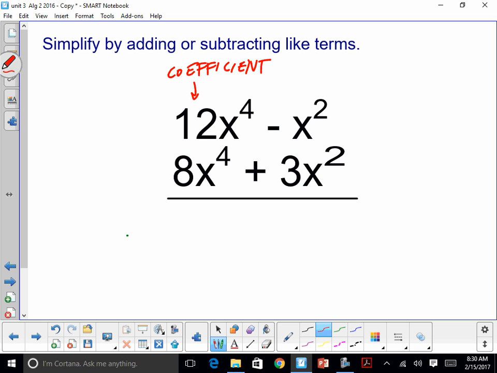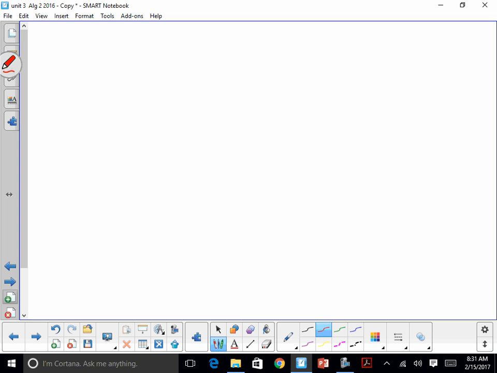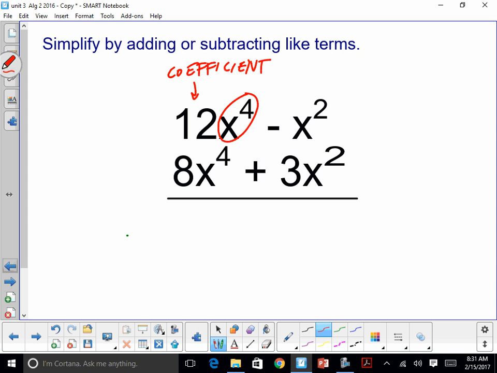I have 12 of these x^4 things. And I just want you to think of them as x^4 things, like a box. I've got 12 of these boxes. And then someone gives me 8 more of these boxes. Yeah, it's x to the 4th power. That part's not really important. The coefficient just tells you how many of the things behind it I have.